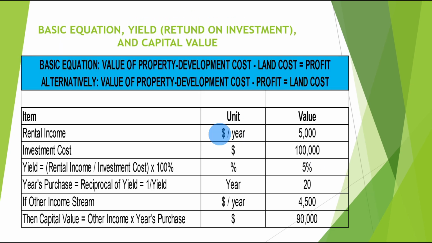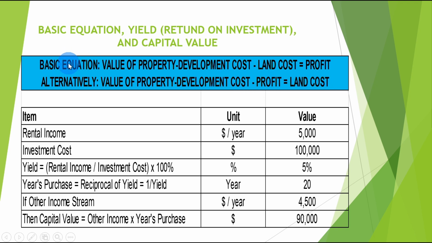So now we will move to another very important chapter, the basic equation of financial feasibility study, the definition of yield or return on investment, and capital value. The basic equation we should keep in mind when producing a financial feasibility study is: value of property, meaning the value we can sell or rent after completion, minus development cost, minus land cost, is equal to profit. Alternatively, the value of property minus development cost minus profit is equal to land cost.